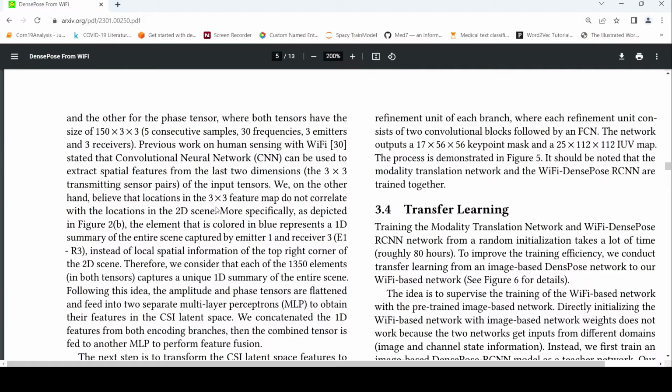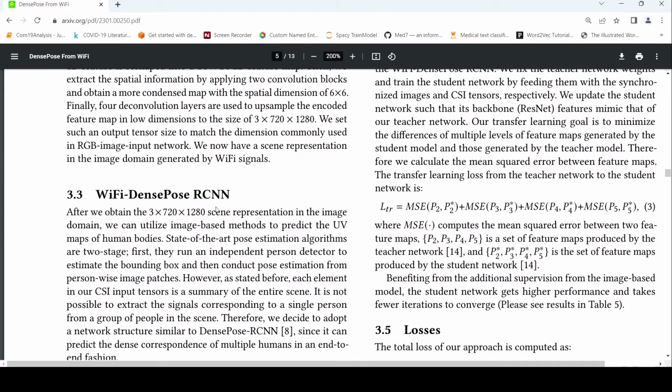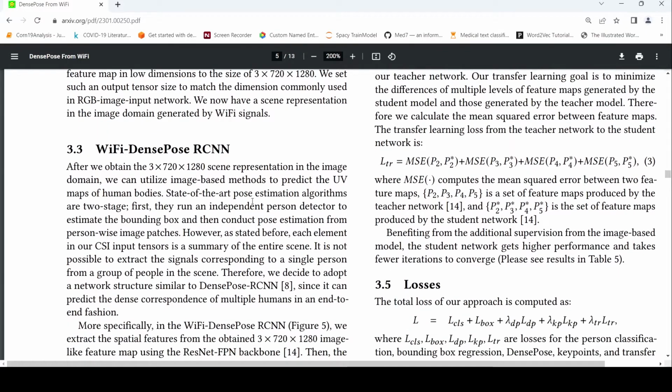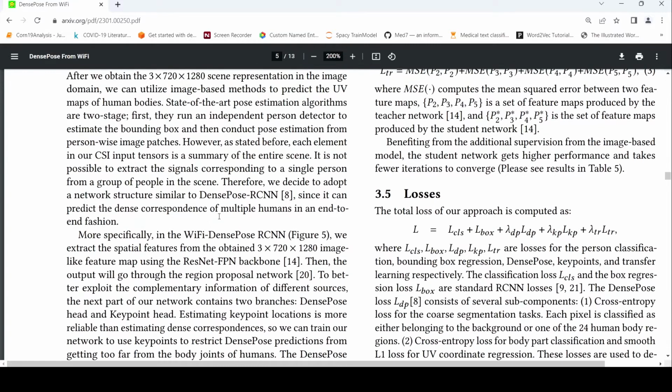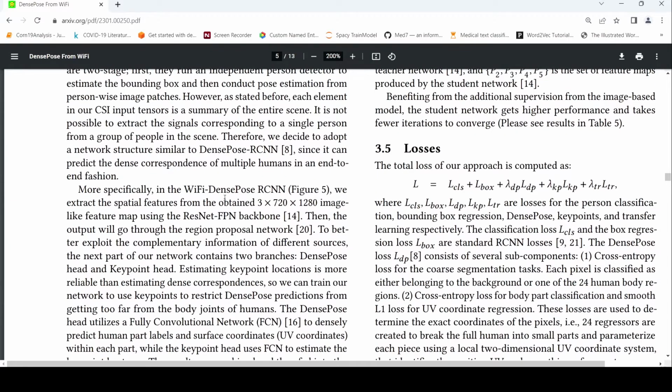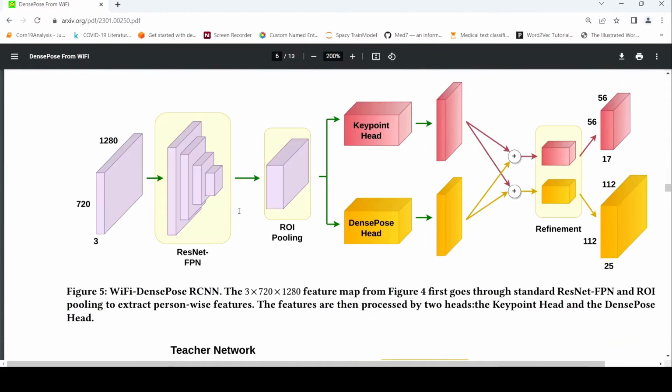So the next clever thing which they did was, once you have an image feature, this particular 3x720x1280 scene representation in the image domain, they can use image-based methods to predict the UV maps of human bodies. For that, they adapt a network structure similar to DensePose RCNN, since it can predict the dense correspondence of multiple humans in an end-to-end fashion. More specifically, they have something called WiFi DensePose RCNN. So we'll go to that particular thing.